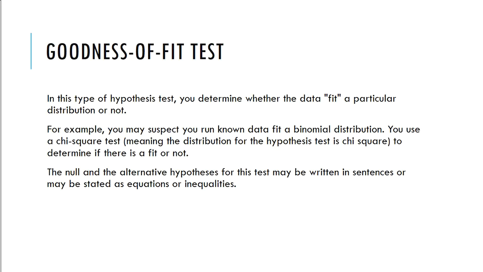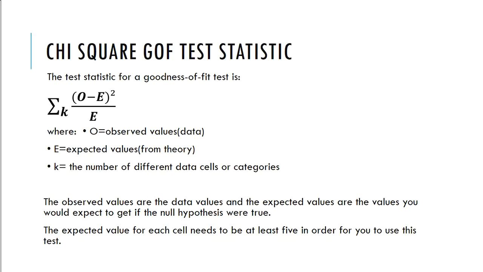The null and the alternative hypothesis for this test may be written in sentences or may be stated as equations or equalities. So the test statistic for goodness of fit test is sigma over k of the observed minus the expected, squared, over the expected. And k is the number of different data cells or categories. I know that looks really tricky. Don't worry about this. I'm going to walk you through this step by step.